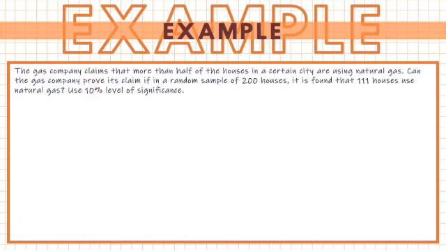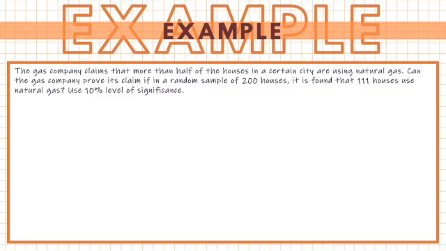Now for our next example, we have the gas company claims that more than half of the houses in a certain city are using natural gas. Can the gas company prove its claim, if in a random sample of 200 houses, it is found that 111 houses use natural gas? So in this particular example, we are to use 10% level of significance.